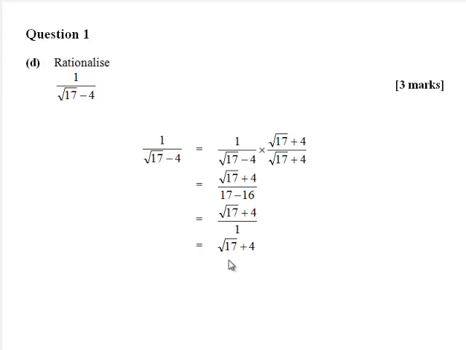So that means that 1 over root 17 minus 4 can be rewritten as root 17 plus 4, and root 17 is not the sort of thing you would do in your head, so that's how you would leave the answer.